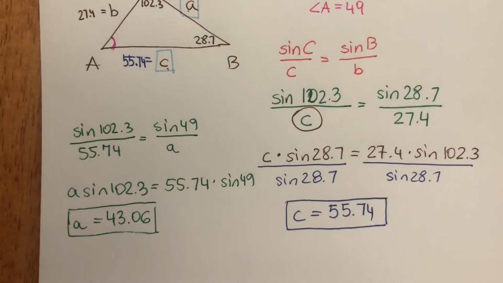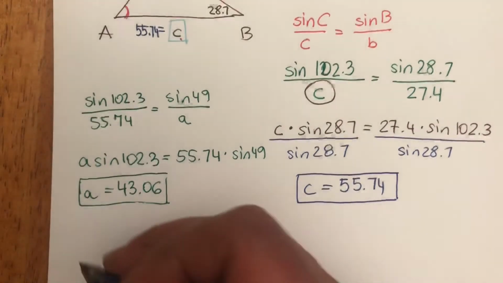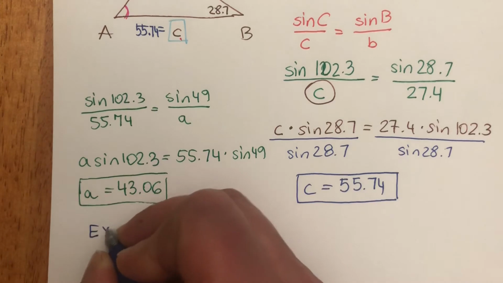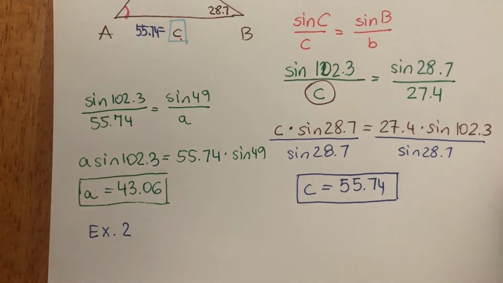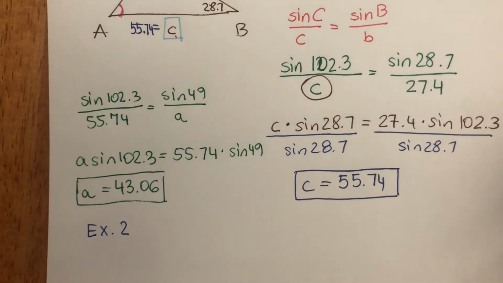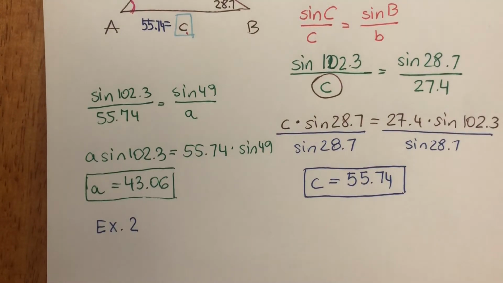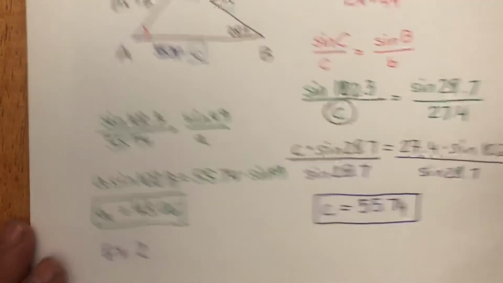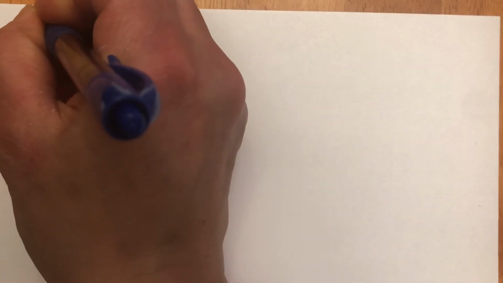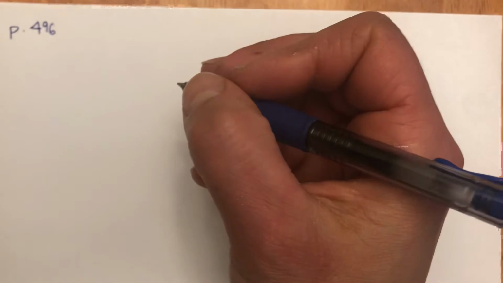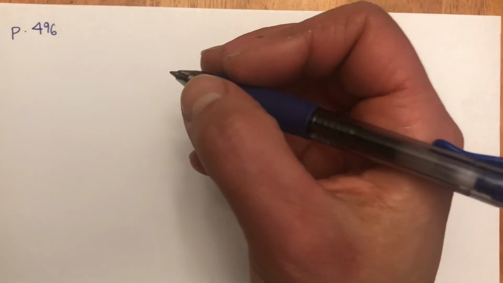We solved our triangle. What I want you to do now is pause for a second, and look at example number 2. It is very similar, and it should be pretty straightforward. Once you are done, I want you to look at the page 496. And on page 496, you have the ambiguous case explained.